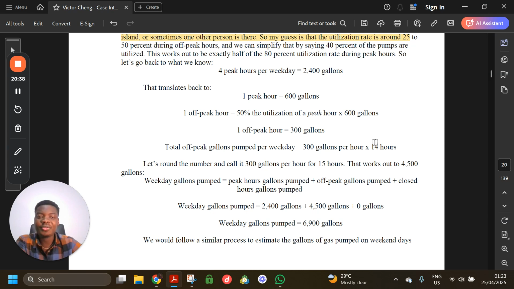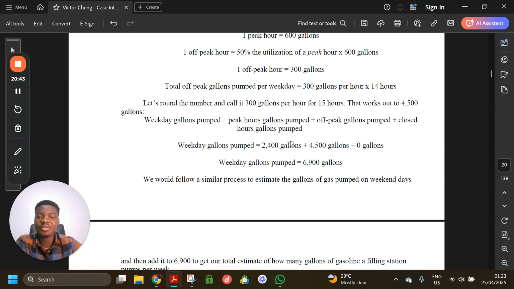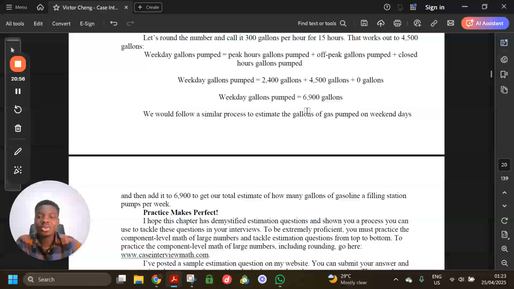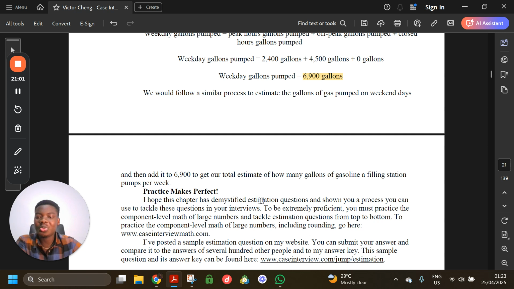Now, if we have 14 off-peak hours in the day by 300 gallons, we work that out to give 4,500 gallons. Now, because we know that when the pump station is closed, there can be no gallons pumped, in total, on a weekday, we have 6,900 gallons of fuel pumped. And that's a way to answer this arbitrary question that initially could be quite fretting or could cause you to panic on how am I supposed to know how many gallons are pumped on a weekday in the US.